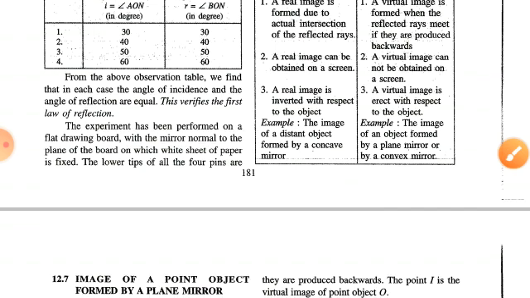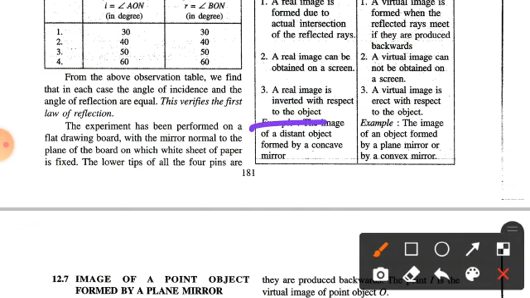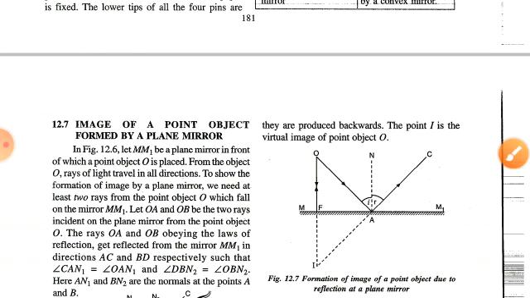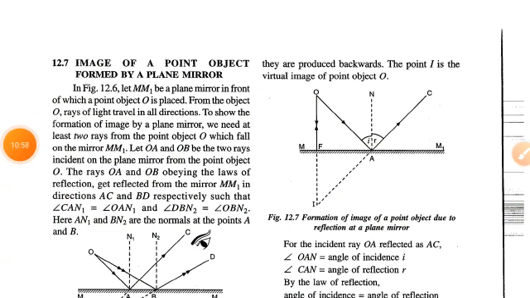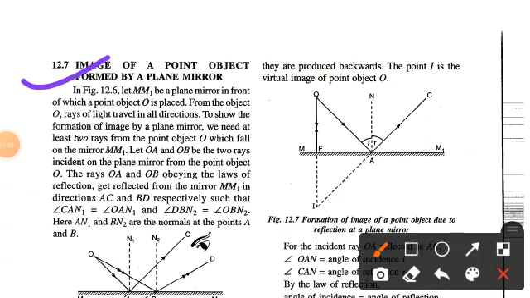Now here are the examples given. The image of a distant object formed by the concave mirror, and the image of an object formed by a plane mirror or a convex mirror. Fine. Now here you can see the image of a point object which is formed by a plane mirror. In this figure you can easily understand what's going on. This is the figure 12.6.